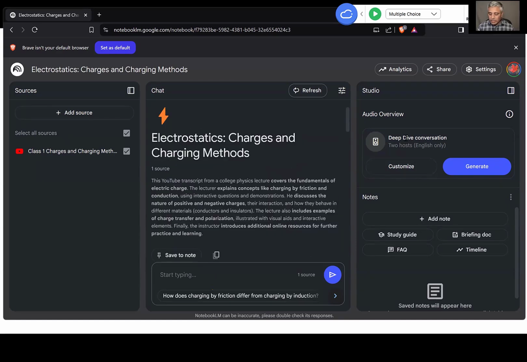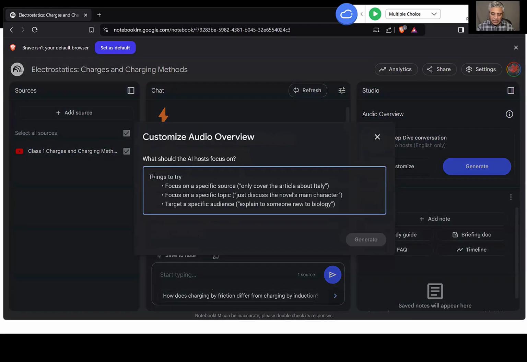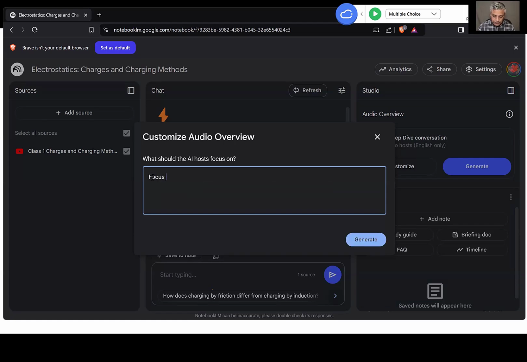Or with that, you can also ask it to, let's say, make a podcast. Let's say you want to just listen to it. Then you can do customize and say what you want that podcast to focus on. Remember, this is only for the first class. In the first class, what did we learn? Types of charges and methods of charging. Okay. So let's say you say, okay, focus on types of charges. Let's do something like this. Types of charges and method of charging.